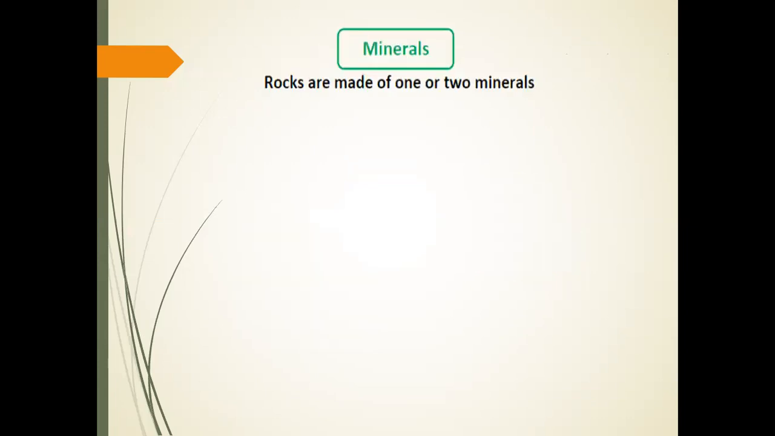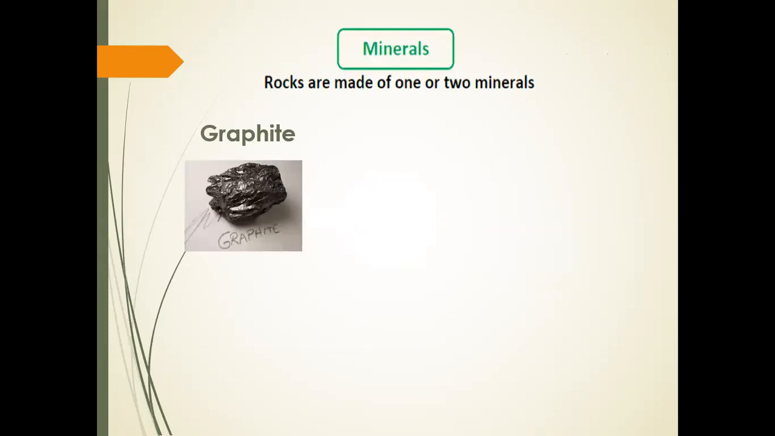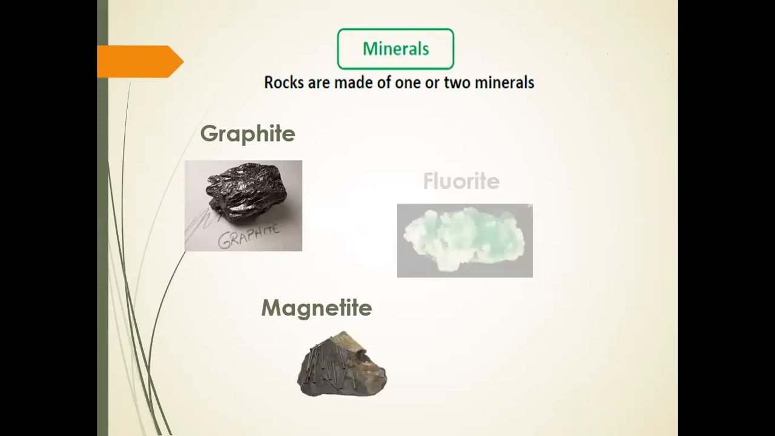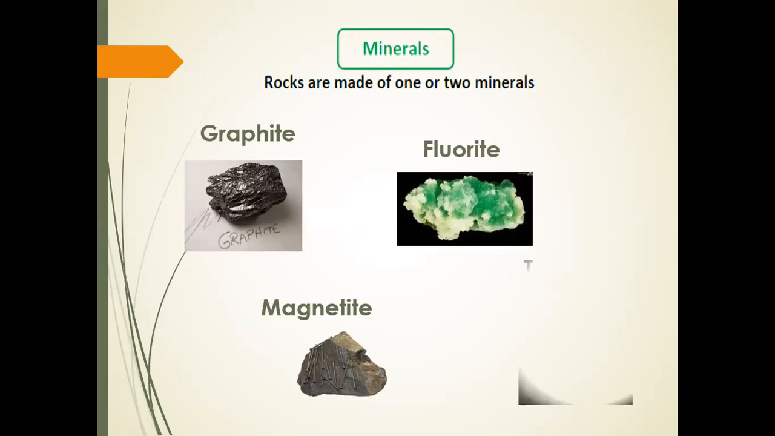Okay, then we talked about the minerals. We said that rocks are made from one or two minerals. This is an info. What are the minerals we are going to take? The graphite, magnetite, fluorite, and turquoise.